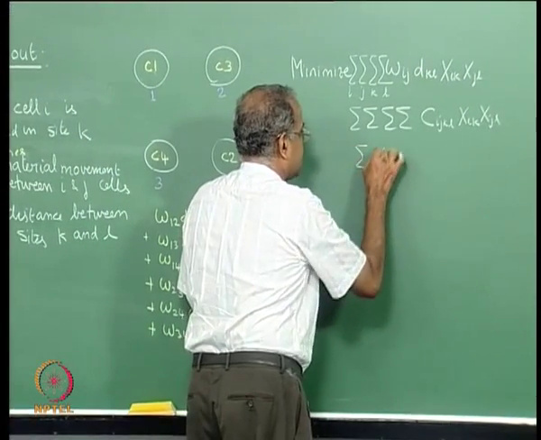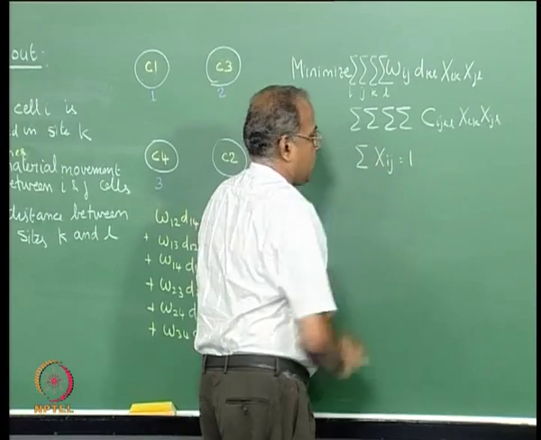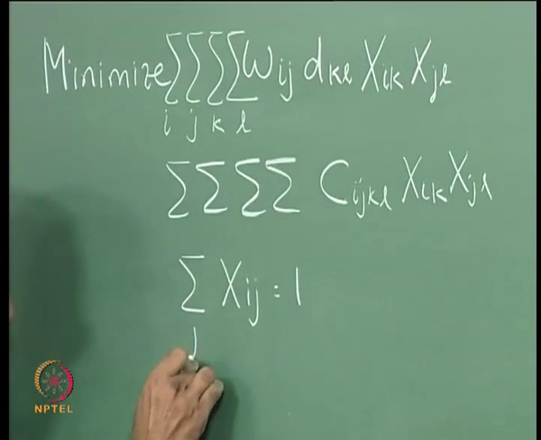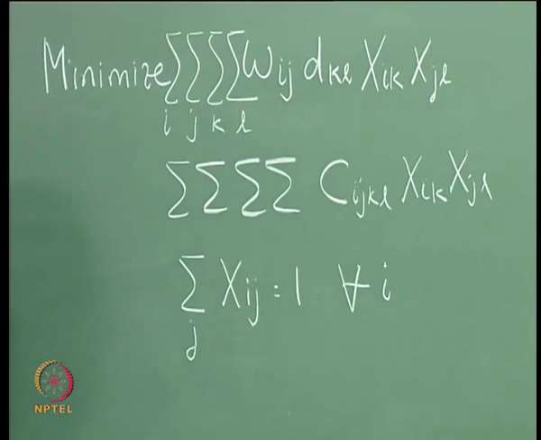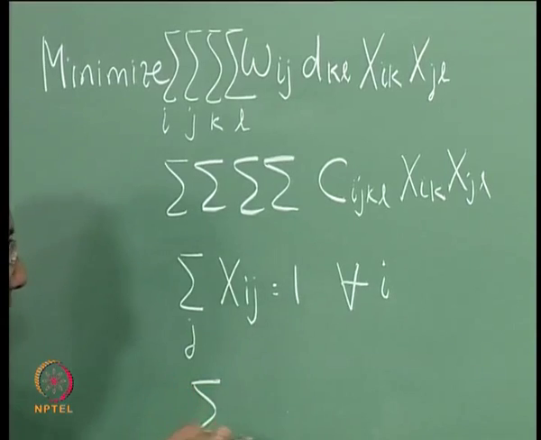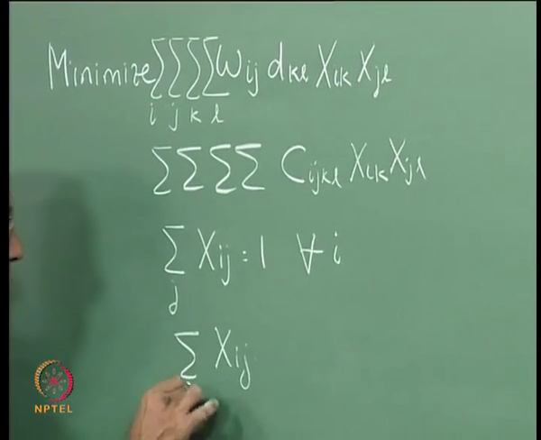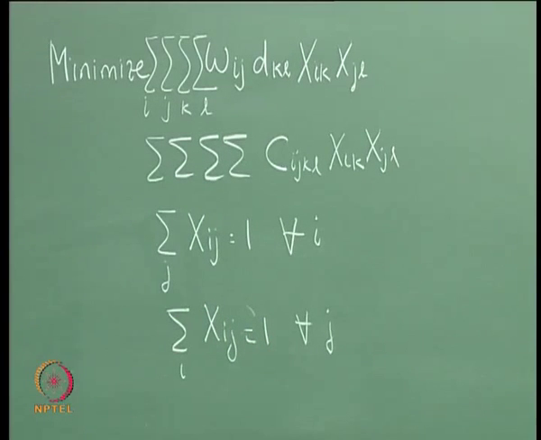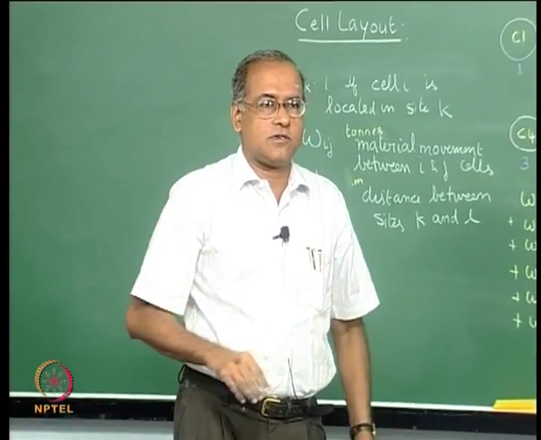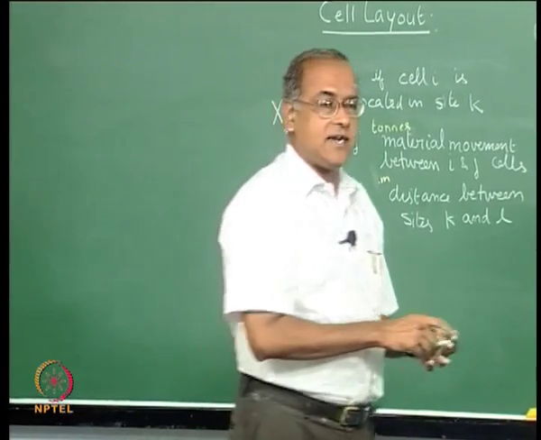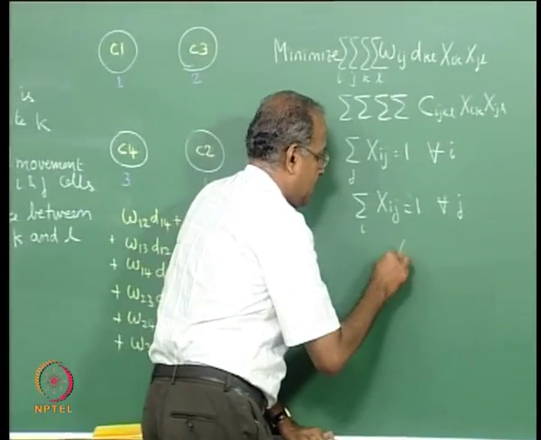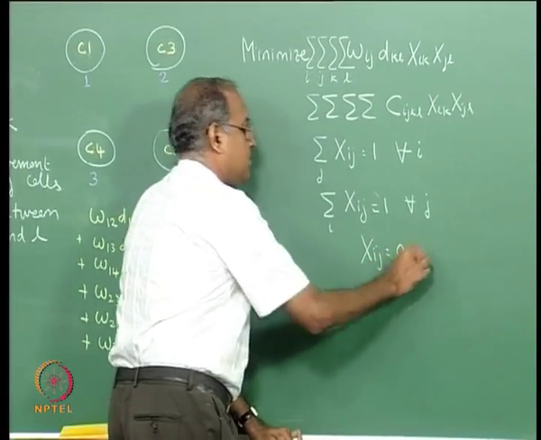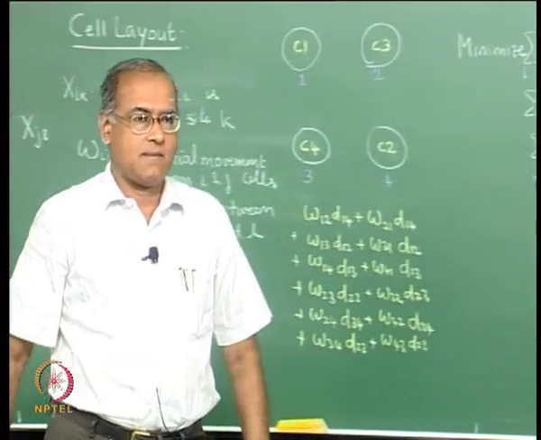So, sigma xij equal to 1 summed over all positions for every i, for every department, and sigma xij summed over i equal to 1 for every j, so that each site will get exactly one department. Each department goes to exactly one site, each site goes to exactly one department, and xij is binary, it is either 0 or 1.